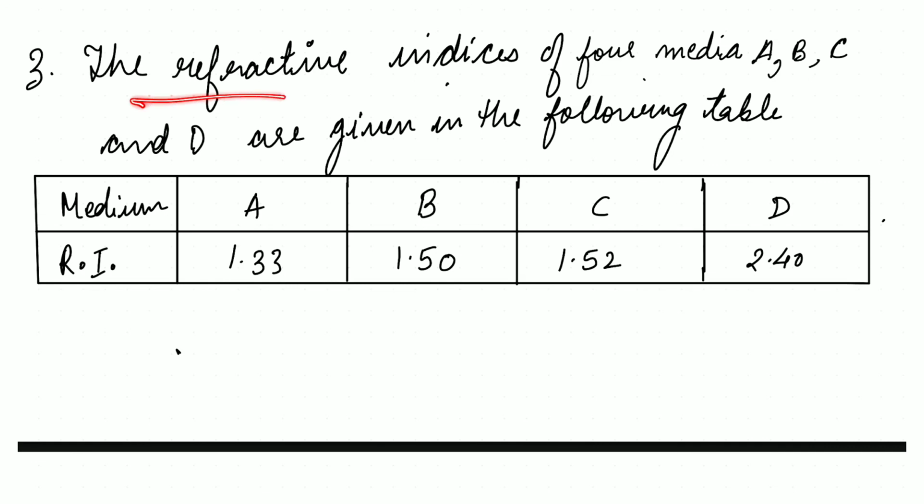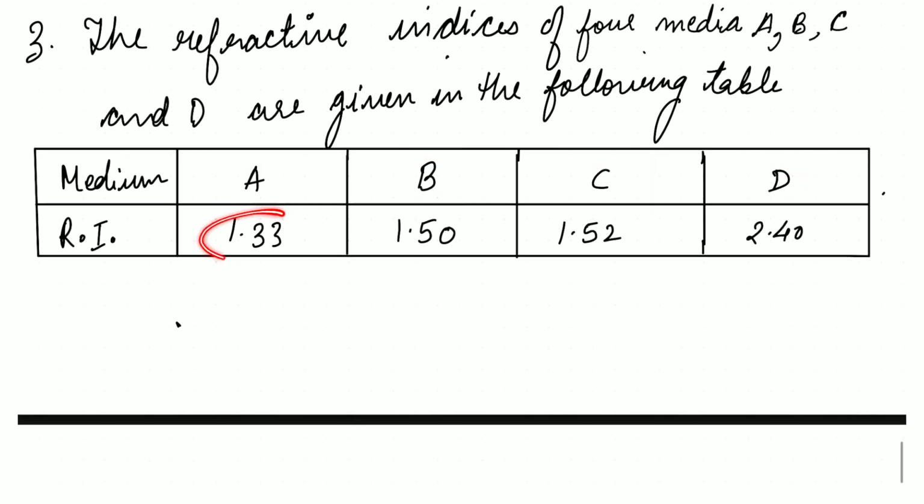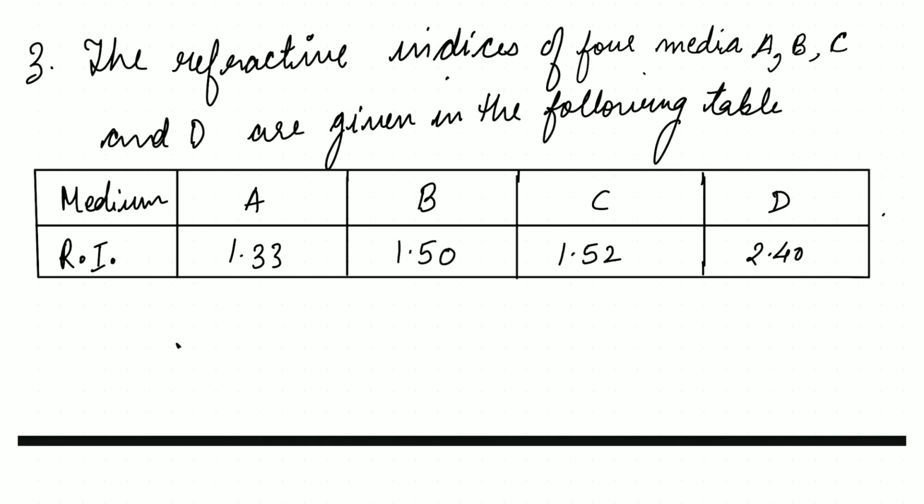Question number three says the refractive indexes of 4 media, that is A, B, C and D, are given in the following table. So you have medium A, medium B, medium C, medium D, and refractive indexes are given in the following table. The question is pretty simple. The question is, which two media will have the velocity of light or the bending maximum? Let me just write that down.